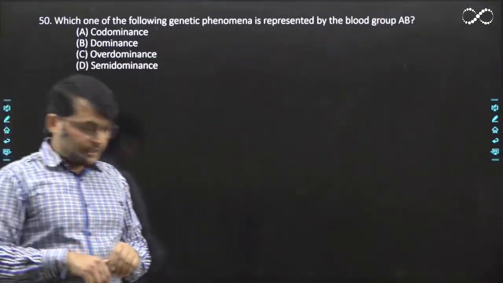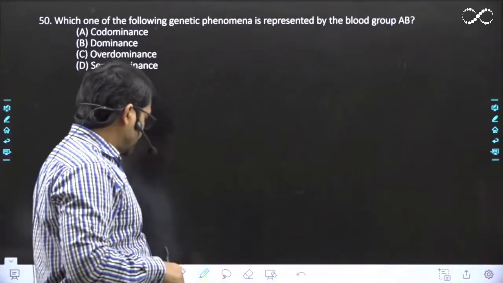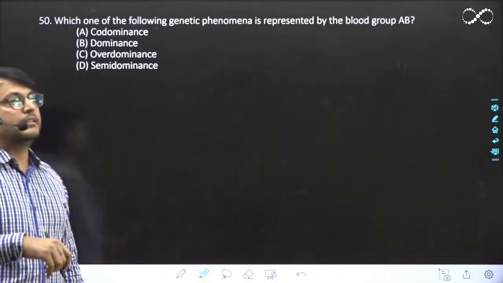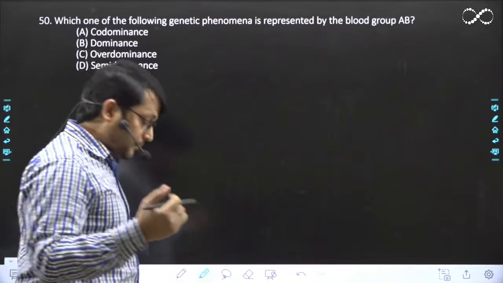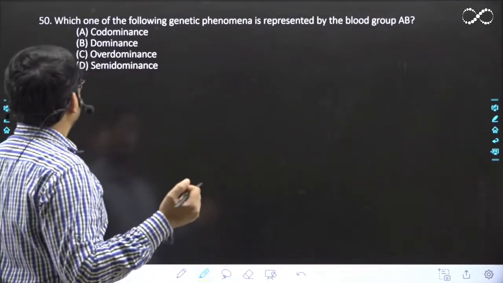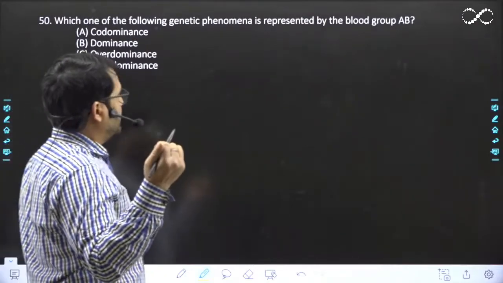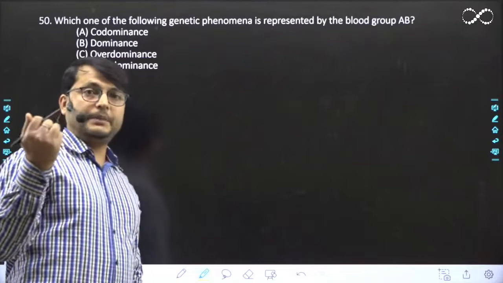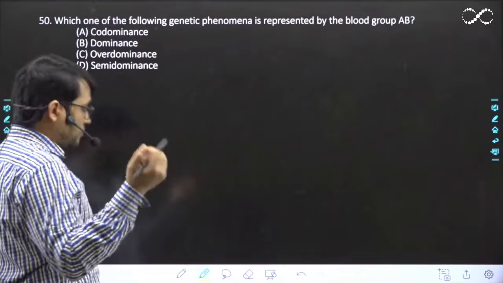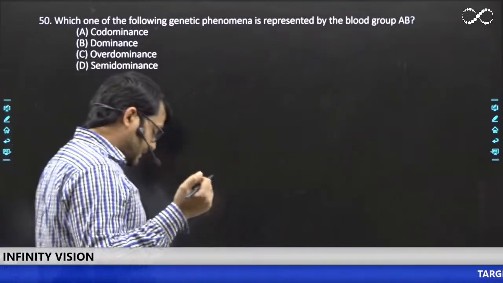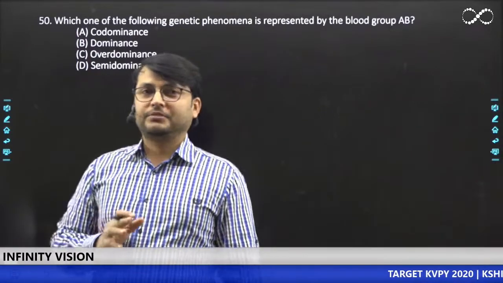Okay. So next is question number 50. This question is about a genetic phenomenon, right? So it is a question from genetics. Now, go through this question. Which one of the following genetic phenomena is represented by the blood group AB? Great. And there are options like codominance, dominance, overdominance, and semi-dominance. You know, it's a good question, but the options are pretty straightforward.